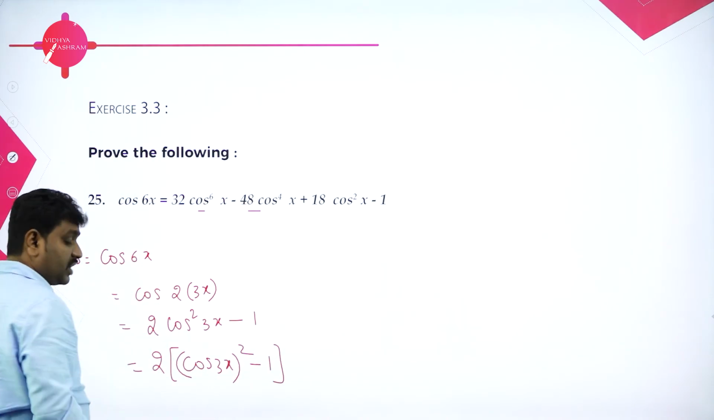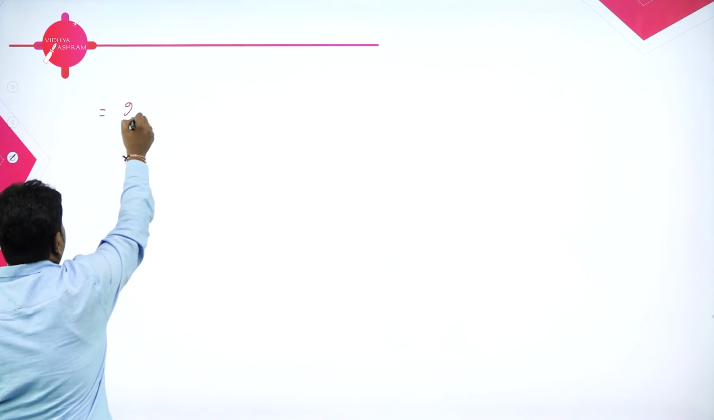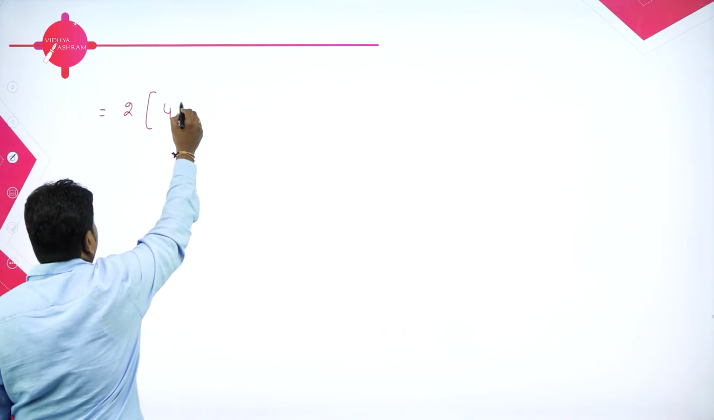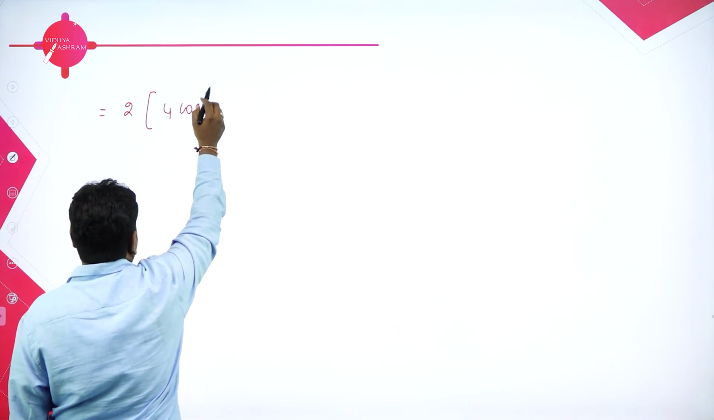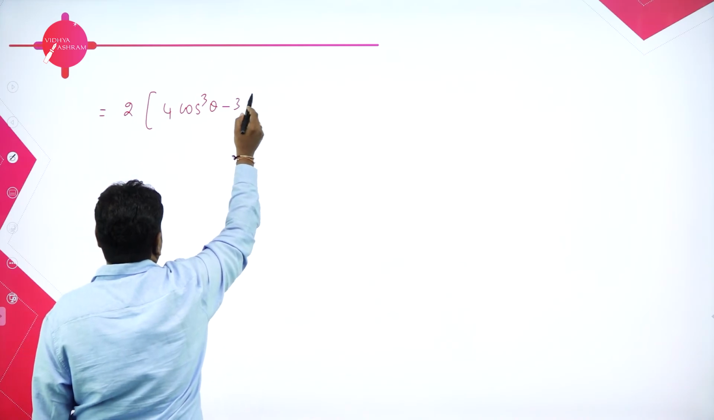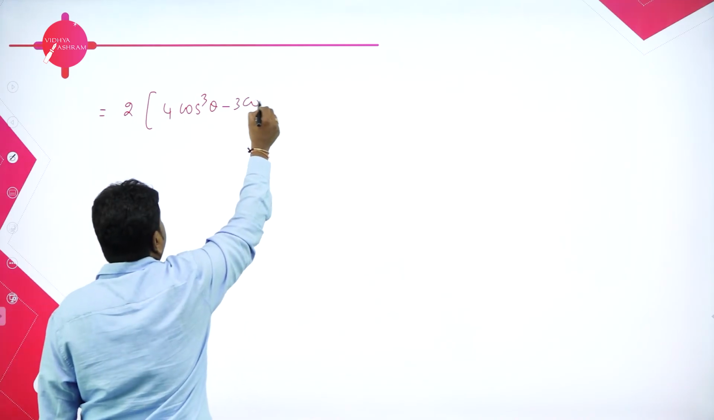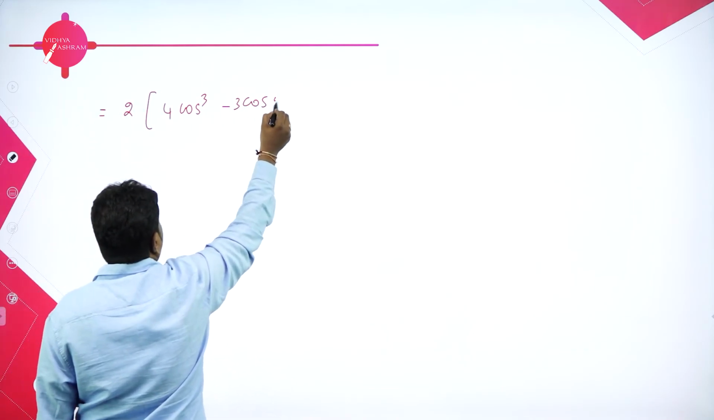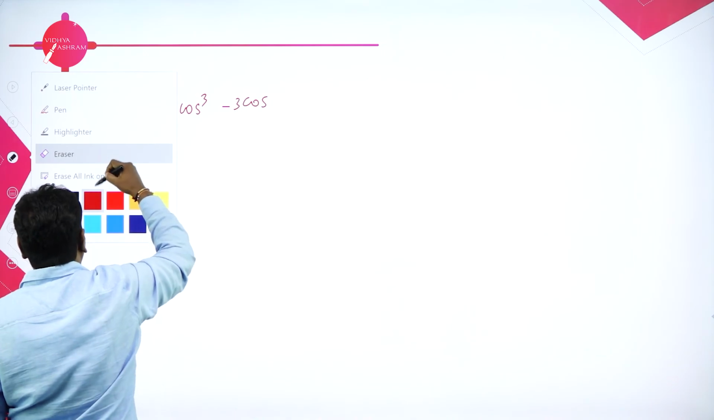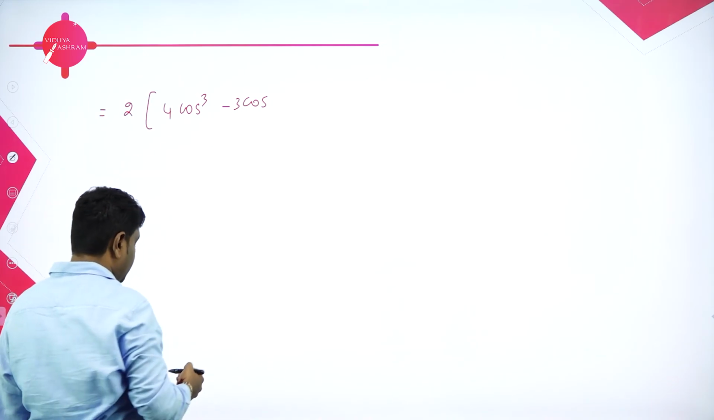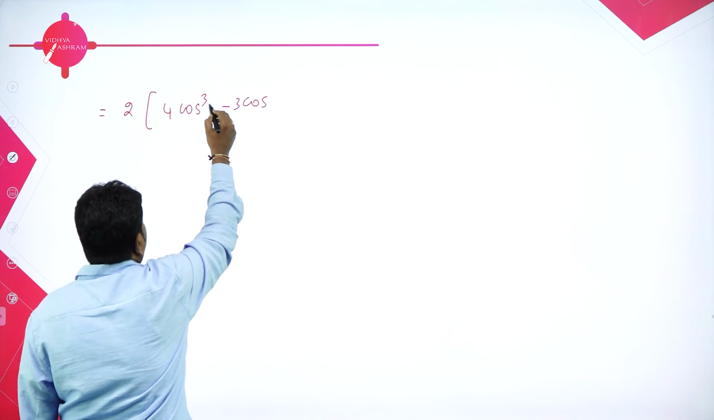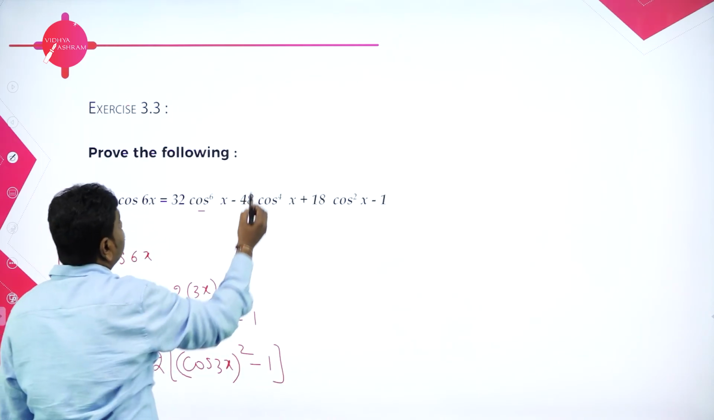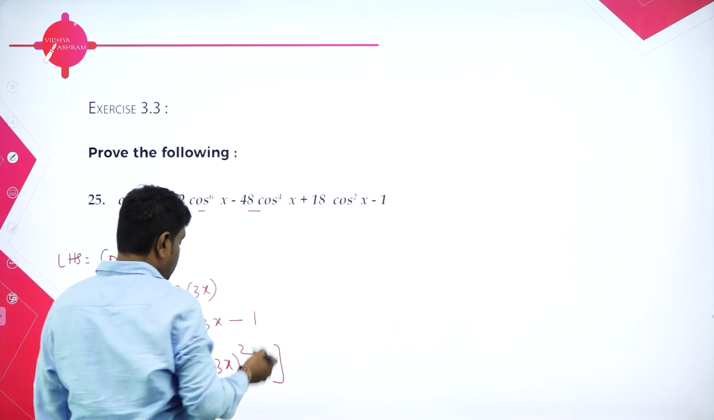Now again it is in the form of cos 3 theta. So that will become 2 times cos 3 theta, and cos 3 theta can be written as 4 cos cube theta minus 3 cos theta. Here it is in the form of x, sorry. Here we have cos cube x, so 4 cos cube x minus 3 cos x is cos 3x. Instead of cos 3x, I am writing this, but we have the whole square. Then we have minus 1.